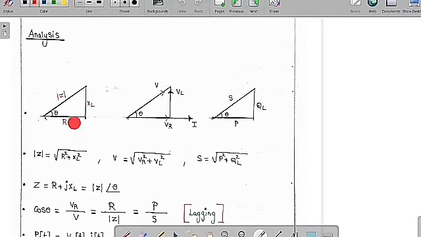Now by using the Pythagoras theorem, mod Z is equal to square root of R square plus XL square. Similarly, V is equal to square root of VR square plus VL square, and S is equal to square root of P square plus QL square. In rectangular format, Z is equal to R plus jXL. Converting into polar format, it is mod Z at an angle of theta, where mod Z is equal to square root of R square plus XL square, and theta is equal to tan inverse of XL by R.